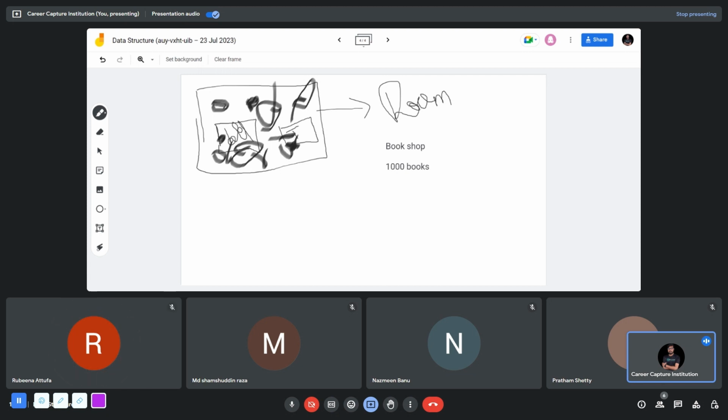Now another case. Let's suppose that among these 1,000 books I want to read a book named Treasure Hunt. Suppose there is a book called Treasure Hunt. I want to look for it among the 1,000 books. Since all my books are lying everywhere, will it be easy for me to search for this book, or difficult?